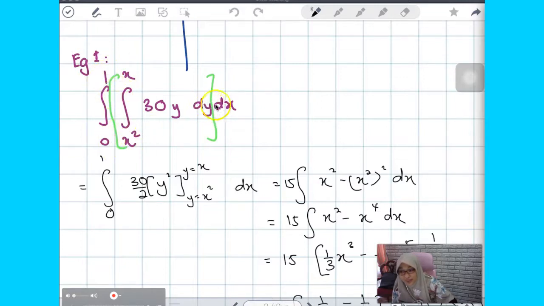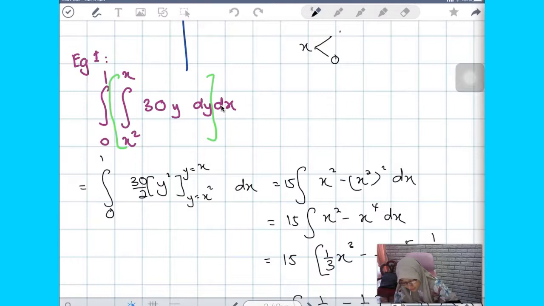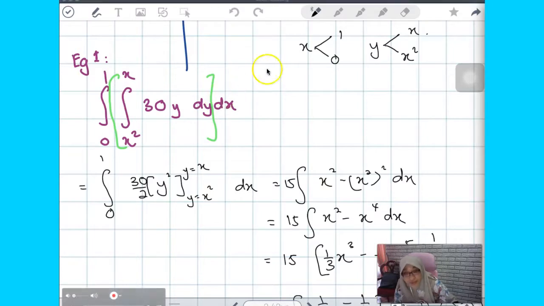Now we look at the limit of x. So we know that the limit of x is constant. So you have x from 0 to 1, and then y is from x squared to x. Okay, so from this interval form, we can rewrite them into an equation, into 4 equations actually.